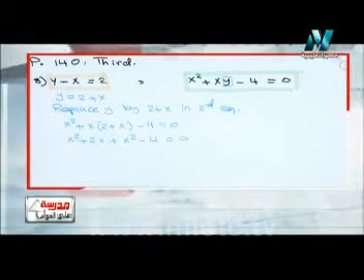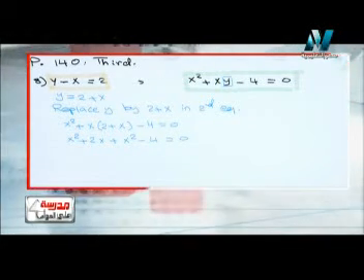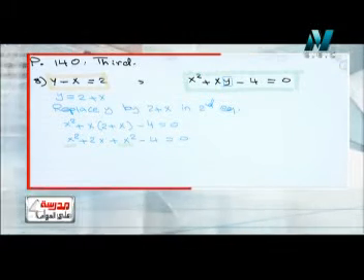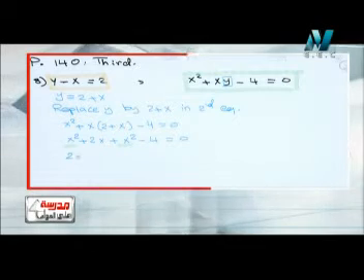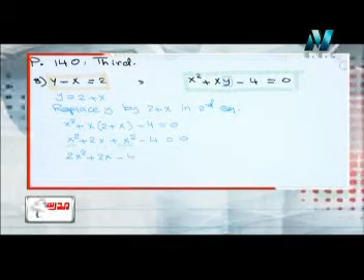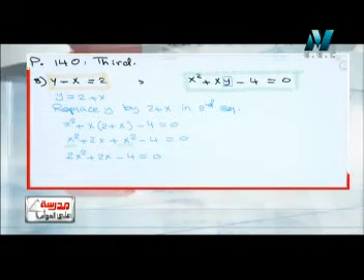And for adding the like terms, we have two like terms, x power 2 plus x power 2. There are two like terms. So I write here 2x power 2 plus 2x minus 4 equals 0.